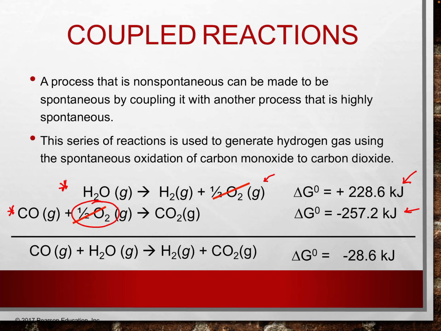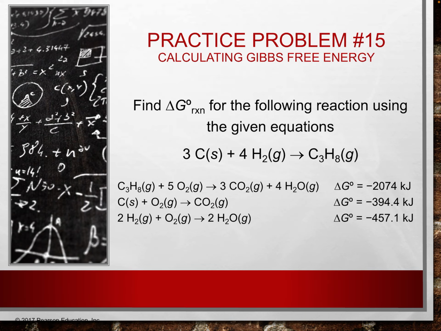So this is coupled reactions, where we can put two reactions together, where something being produced in the first reaction, like an intermediate, is going to be used up in the second reaction. The whole purpose is to make the overall reaction negative, so that the reaction we want to make spontaneous now is.